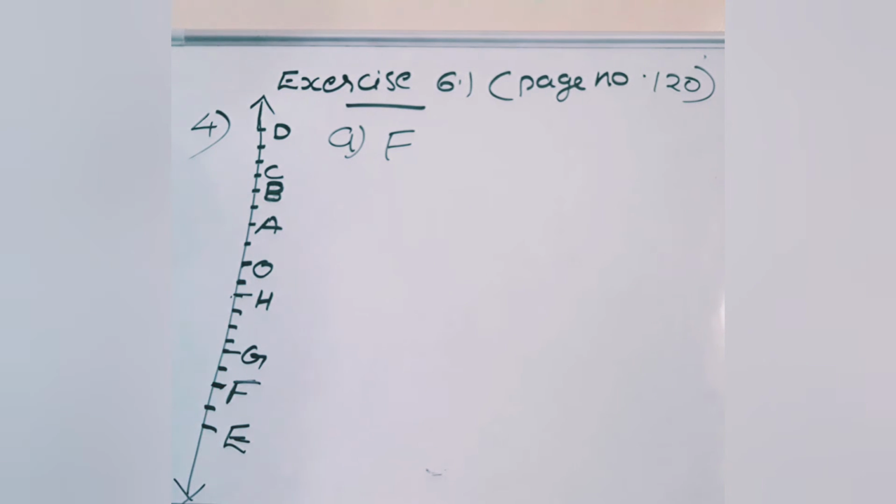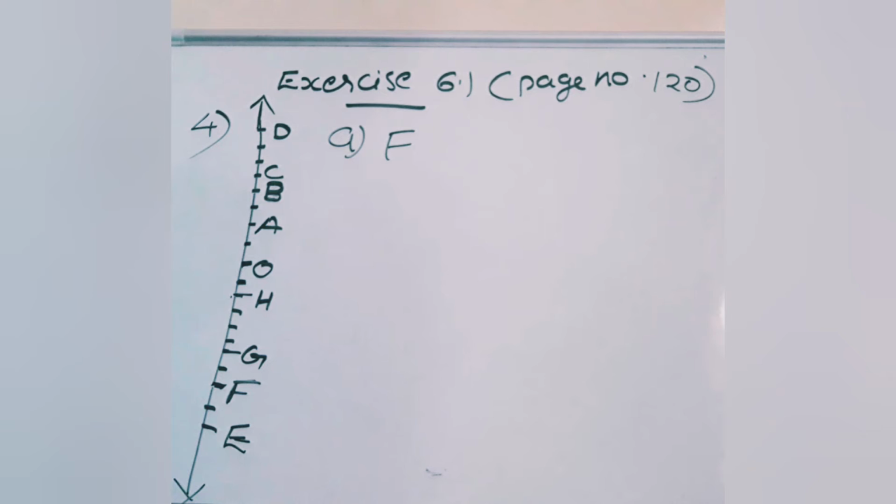Minus 1, minus 2, minus 3, minus 4, minus 5, minus 6, minus 7, minus 8. So negative 8 is there in F. Okay. So which point is negative 8? F. Now let's see question number B.